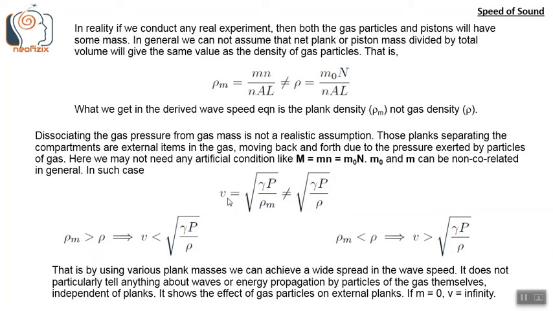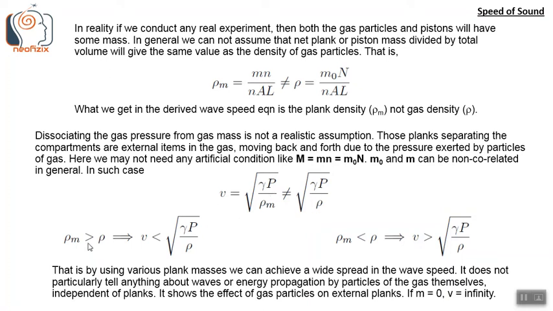So in that sense, the speed of sound we get from this derivation, from the analogy between these spring mass chains and this gas piston system, is v equals square root of P by rho m, which is in general not equal to the square root of gamma P by rho.